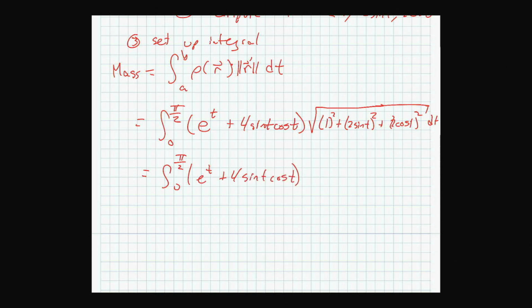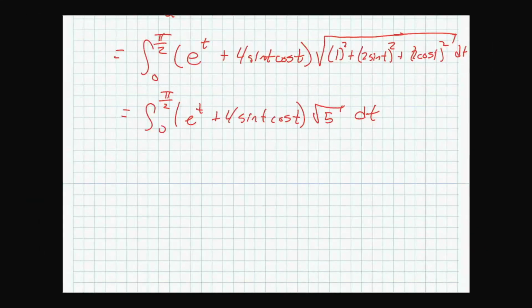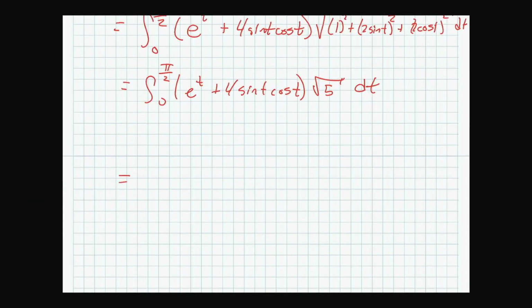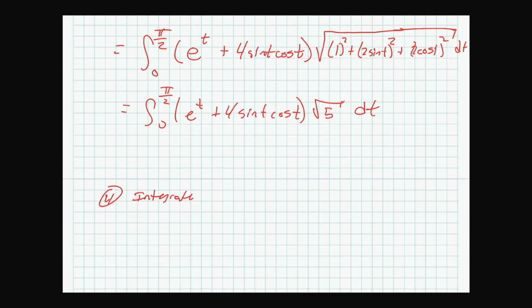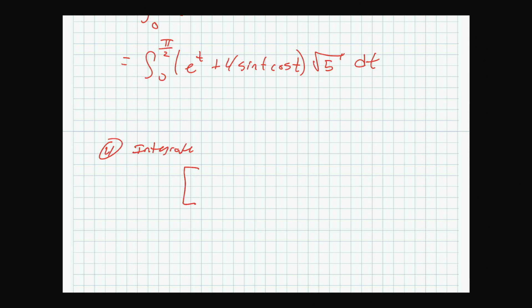So you work this all out. This is actually going to be 4 cosine squared plus 4 sine squared. That adds up to 4. 4 plus 1 is 5. So after you do all the work, that's just square root of 5 dt. Okay. So then we can just integrate to finish this up. We're just about done. So I'll just put the square root 5 on the outside from this.